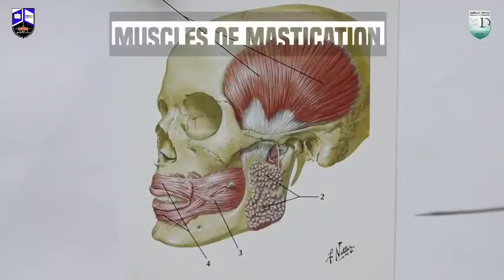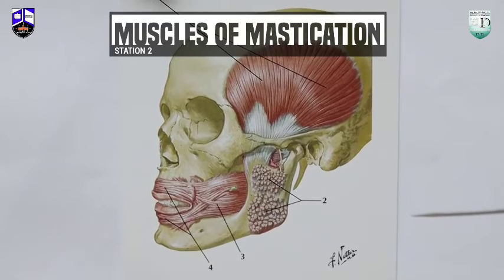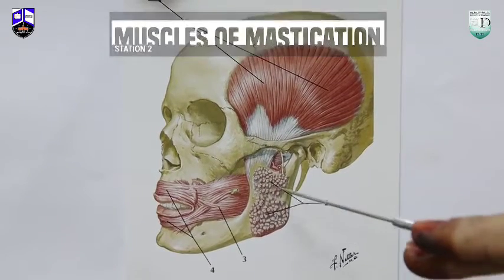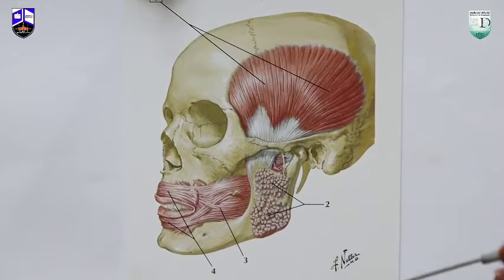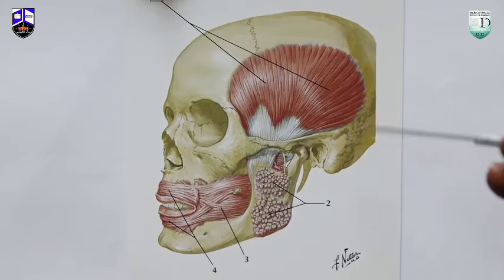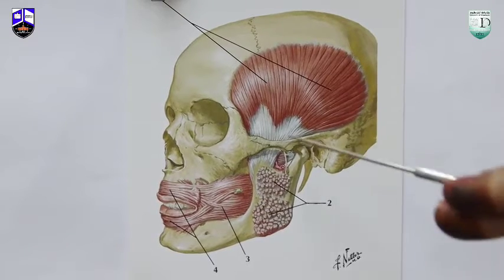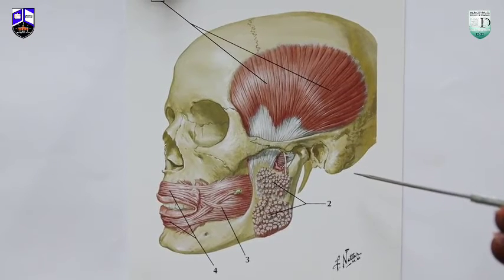The second station deals with discussing a group of muscles that are concerned with movement of the lower jaw. These are known as the muscles of mastication. They are 4. The first of these is the temporalis muscle, the one that can be seen here in this flashcard.